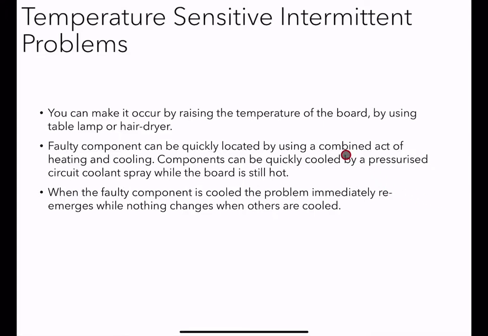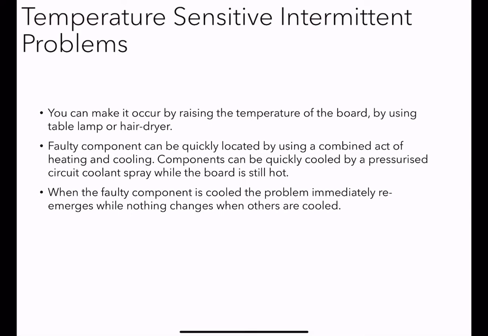Okay, now let's move towards the temperature sensitive intermittent problems. It is observed that if we are facing types of problems which are off and on, sometimes they appear and sometimes they do not, those are called intermittent problems. Sometimes they happen, sometimes they don't. Most of the times those intermittent problems are related with temperatures.